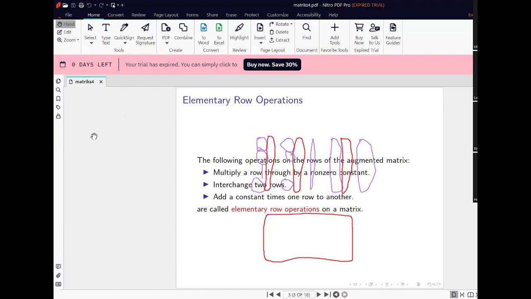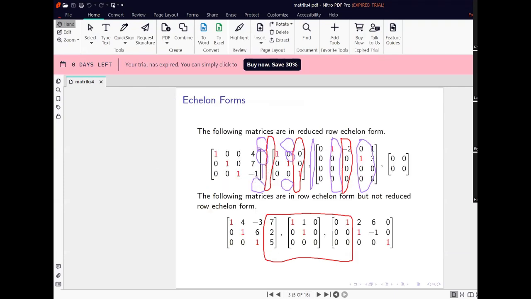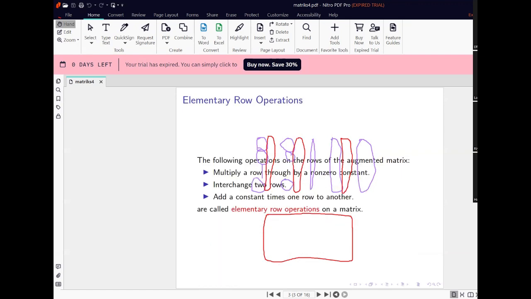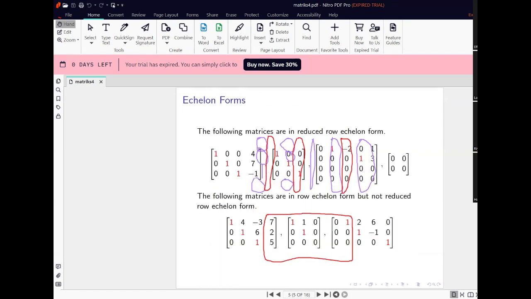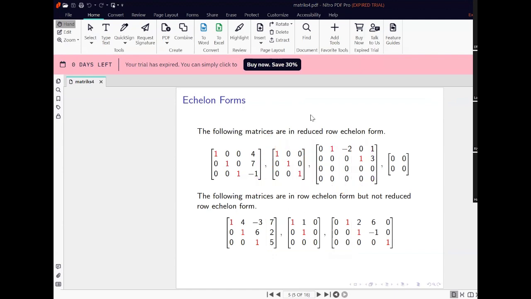The next page is the elementary row operation. But before I give this explanation, we go to page number 3. Wait for a minute.